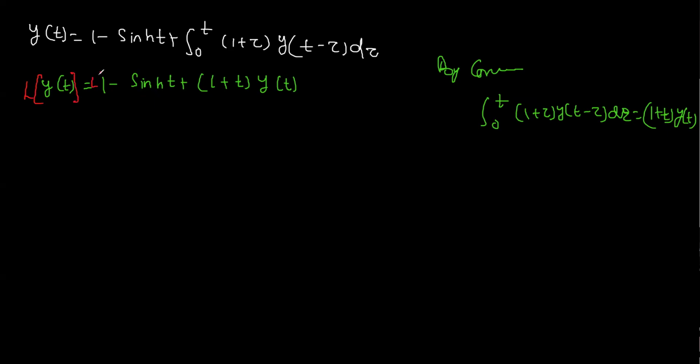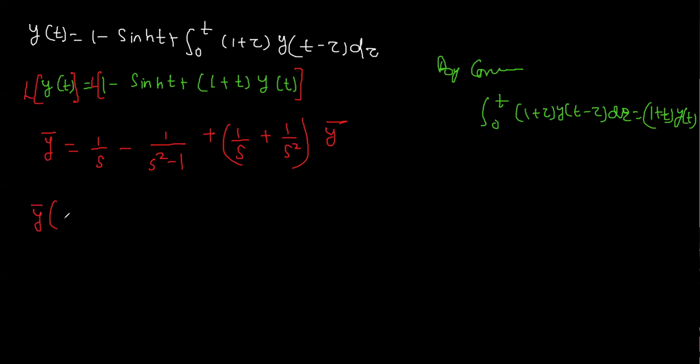Right? So this is y bar, 1 by s sinh... s square minus 1. What is Laplace of 1? 1 upon s. What is Laplace of t? 1 upon s square. Y bar, right? Take y bar common.